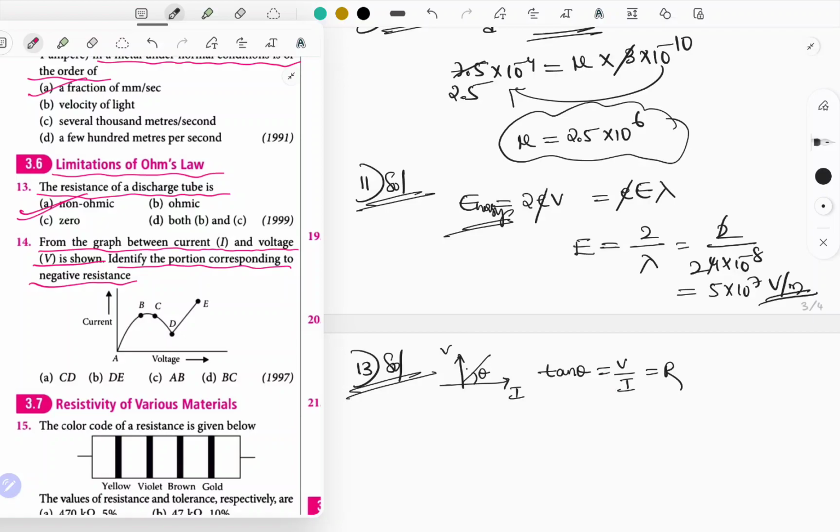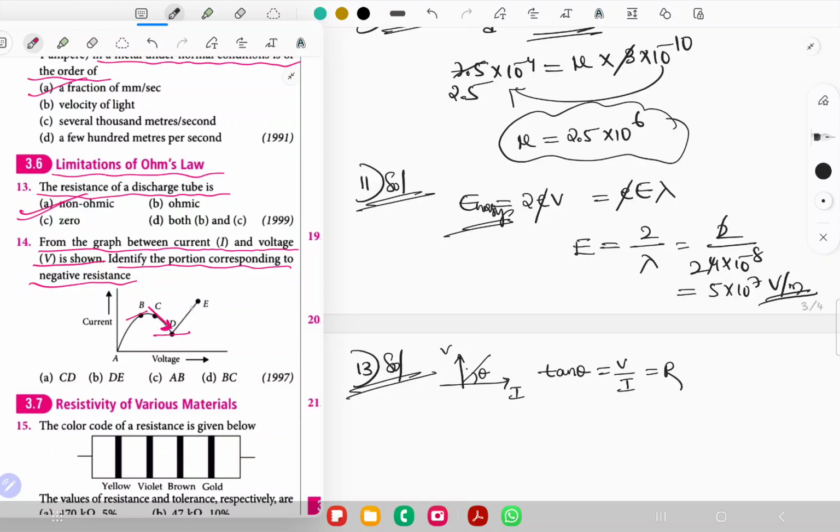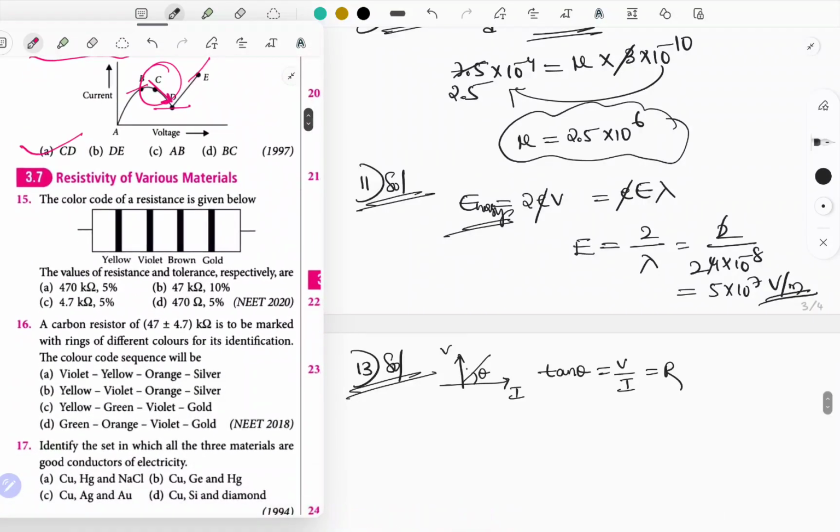So here, whatever the point which is having negative slope, that is going to represent negative resistance. If you observe here, point C is in negative slope, point B is in positive, point D is no slope, point E is increasing slope. That's why at point C there is a possibility, that is from the region C to D, there is a negative slope. At that position there is a possibility to get negative resistance. So for 14th question, option A is correct.